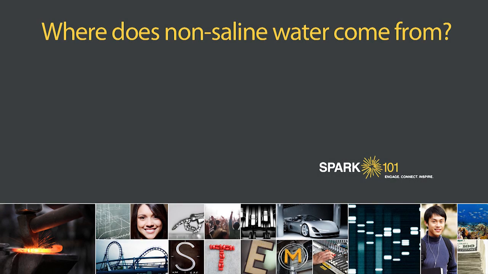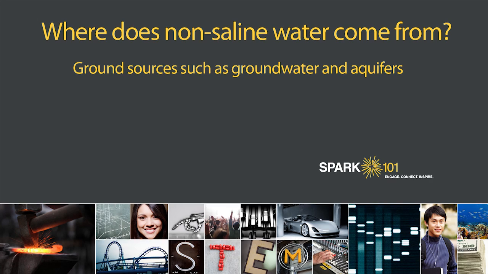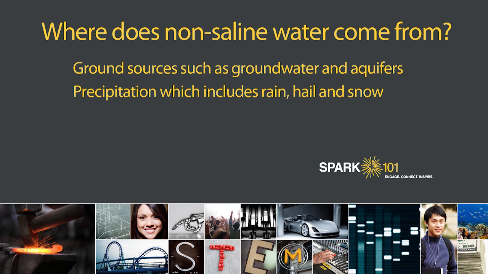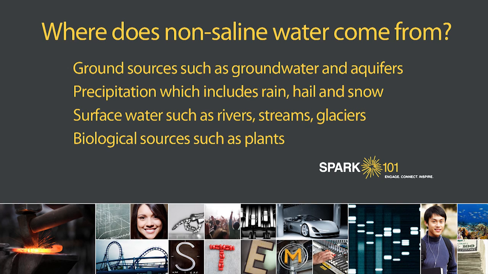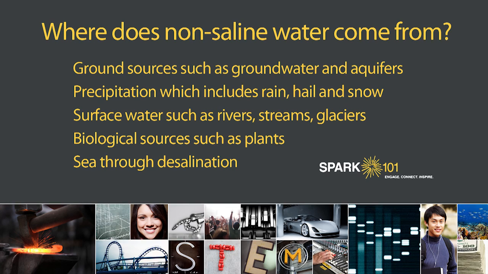Where can we get this non-salty water? Well, we can look for it in places like ground sources, such as groundwater or aquifers; precipitation, which includes rain, hail, and snow; surface water, such as rivers, streams, or glaciers; and biological sources, such as plants. We can actually get it through the sea if we go through a process of desalination, or taking the salt out, and then all of this funnels into our water supply network.